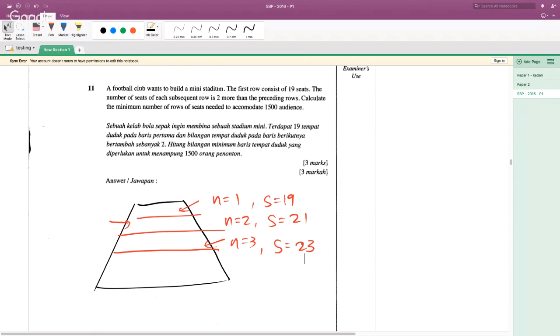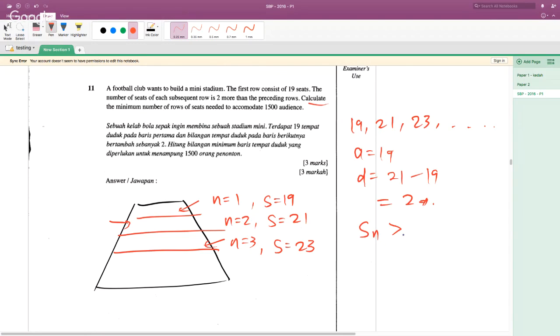So you know this is an AP. I write 19, 21, 23, and so on. So I know a equals 19. The common difference is the second term minus the first term, so 21 minus 19 equals 2. The question asks you to calculate the minimum number of rows needed to accommodate 1,500. So the sum must be bigger than or equal to 1,500, because it must at least accommodate 1,500 people. I cannot have less than this.